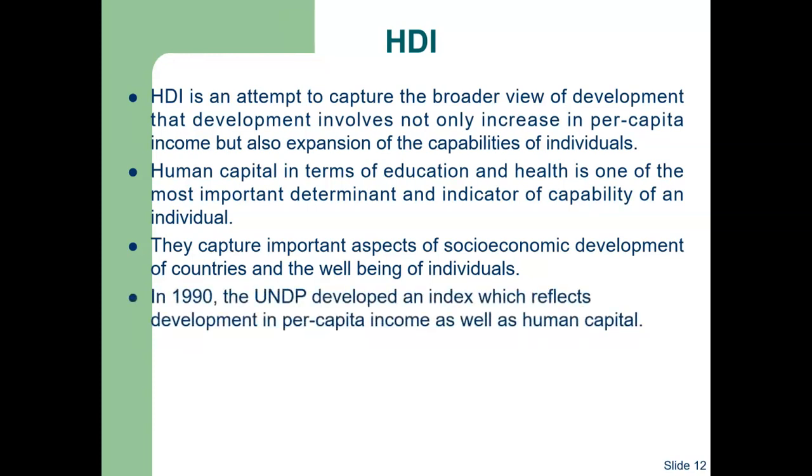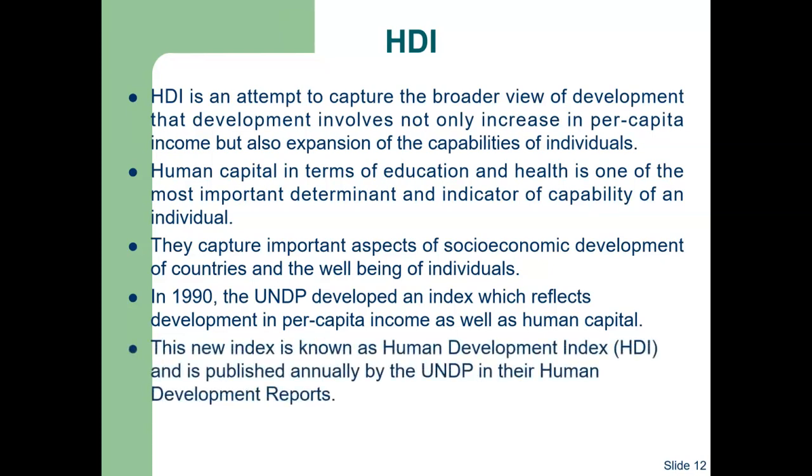In 1990, the United Nations Development Programme developed an index which reflects development in per capita income as well as human capital. This new index was known as the Human Development Index and is published annually by the UNDP in their Human Development Reports.